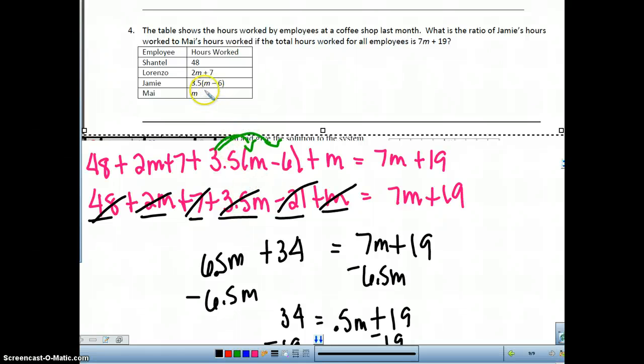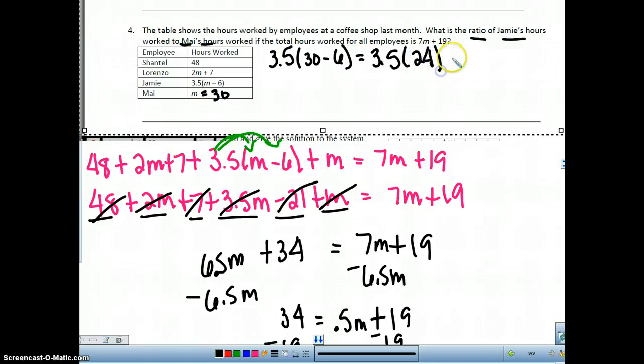Okay, so that's her hours. So M equals 30. Now, but what about Jamie? Because we were asked to write a ratio of Jamie's hours to Maya's hours. So what are Jamie's hours then? We're going to have to plug the 30 into the expression that we have for Jamie's hours. And so 30 minus 6 is what? 24. So we're going to multiply 3.5 by 24, and we find out that Jamie worked how many hours? 84 hours. Okay, so he worked 84, and she worked 30.